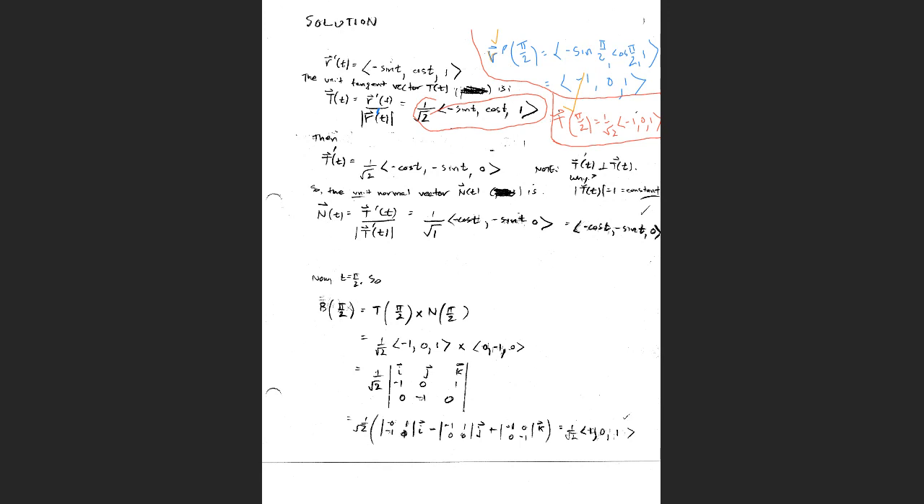The only difference between r prime of pi over 2 and the unit tangent vector at pi over 2 is that the tangent vector has 1 over square root of 2 as a scalar. But that doesn't affect the direction. So why not just use the derivative vector at pi over 2? That's what I do. I'm just trying to tell you where these numbers come from a little bit.